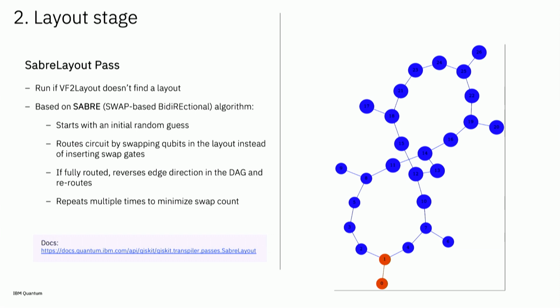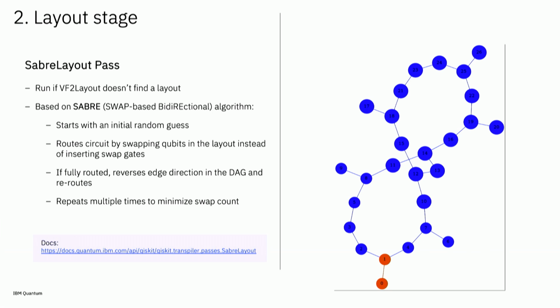And how this works is it starts with an initial random guess, and then it runs a routing algorithm that would be used to figure out how to insert swaps. But instead of inserting a physical swap in the circuit, what it does is it swaps that mapping. It swaps the qubits in that mapping, kind of like how Allied permutations works. And then it goes forward and backwards over the circuit. So it'll iterate through the circuit, and every time it determines that it needs to insert a swap, it'll swap it virtually, and then it reaches the end of the circuit.